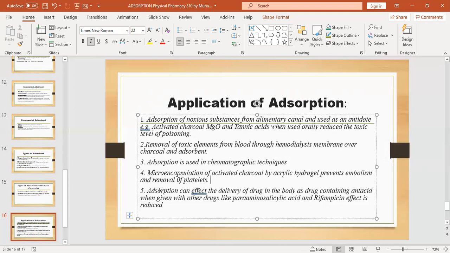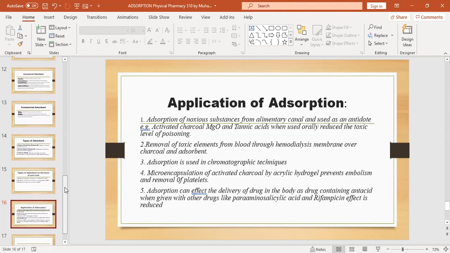Next thing is adsorption can affect the delivery of drugs in the body, as a drug containing antacid when given with other drugs. Examples are para-aminosalicylic acid and rifampicin, whose effect is reduced. If you give concomitant delivery, meaning you are giving two drugs at a time to the patient, where one contains antacid and the other does not, what will happen? The drug will adsorb at the surface of the other drug and it will inhibit or reduce the effect. So these were the applications of the adsorption phenomena.